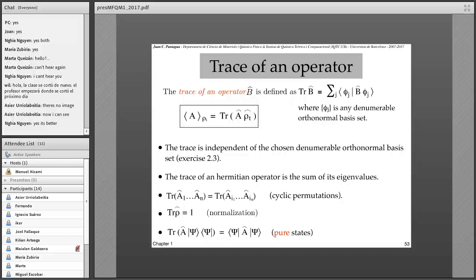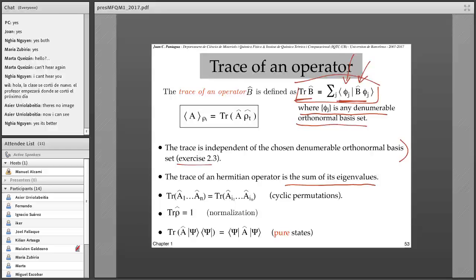First, this operation we have here is called the trace of operator B. In fact, as we will see in forthcoming days, this is nothing but the trace of the matrix that represents the operator on the chosen basis set. But for the moment, this is a definition of the trace of the operator. And we can choose any denumerable orthonormal basis set to calculate this trace. It's really seen that this is independent of the chosen basis set. We will show it in a forthcoming exercise.